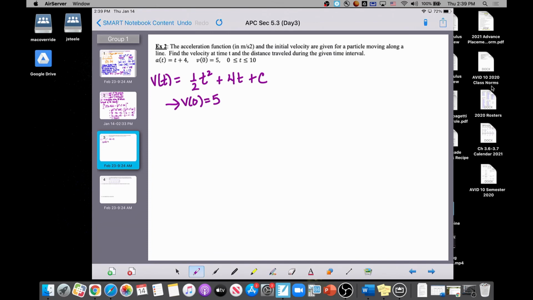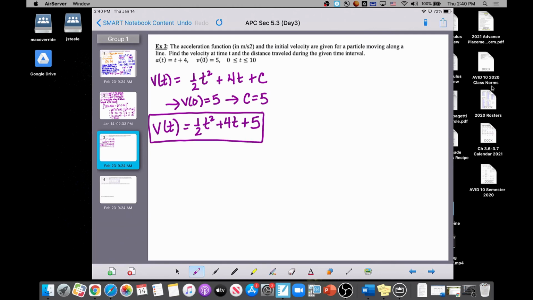So basically when I plug everything in here, when I plug 0 in for my terms, I end up with the fact that c equals 5. So my velocity function is 1/2 t squared plus 4t plus 5. And this is our equation for velocity at time t.